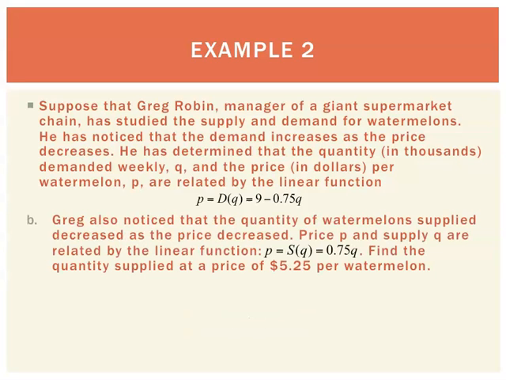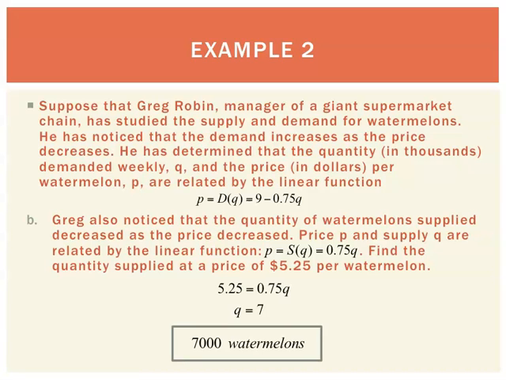All right, part B is where we're talking about the supply of watermelons. So now you're given the formula for supply, and you are finding the quantity that's supplied at a price of $5.25 per watermelon. So we can set P equal to 5.25, set that equal to 0.75 Q, and solve for Q. Q equals 7, which means, again, remember Q is in thousands, so that means that the quantity supplied when the watermelons are set at $5.25 is 7,000 watermelons.